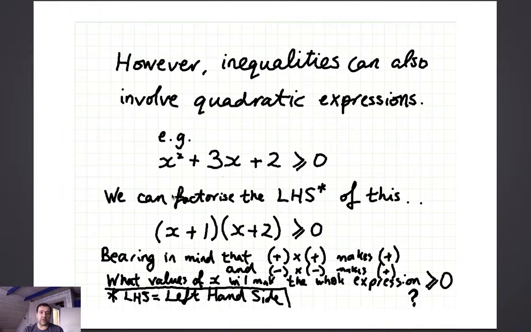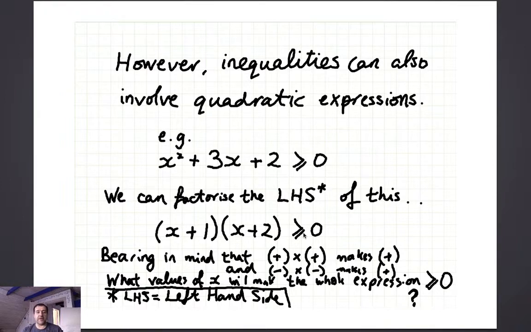So for example, x squared plus 3x plus 2 greater than or equal to 0. In fact, the left-hand side of that factorizes nicely into x plus 1 times x plus 2. So go back to Unit 1 and revise factorization if you can't remember how to do that. So x plus 1 times x plus 2 is greater than or equal to 0.